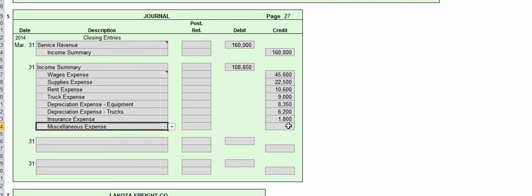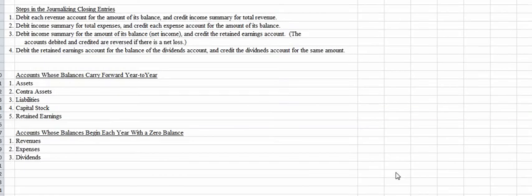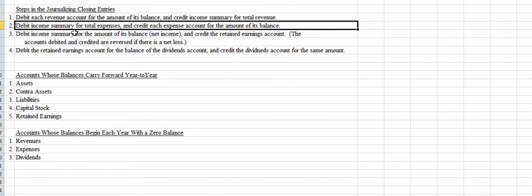This part can be a little bit awkward, you guys, but I think you'll see when we post these how the revenue and expense account balances end up at zero after these journal entries are posted. Okay, so what did we do with the second closing entry? Let's look at it again. We debited income summary for total expenses, and we credited each expense account for the amount of its balance.